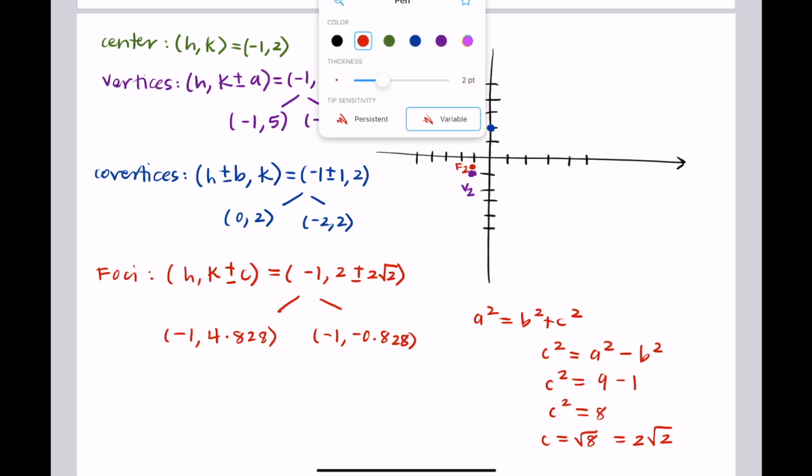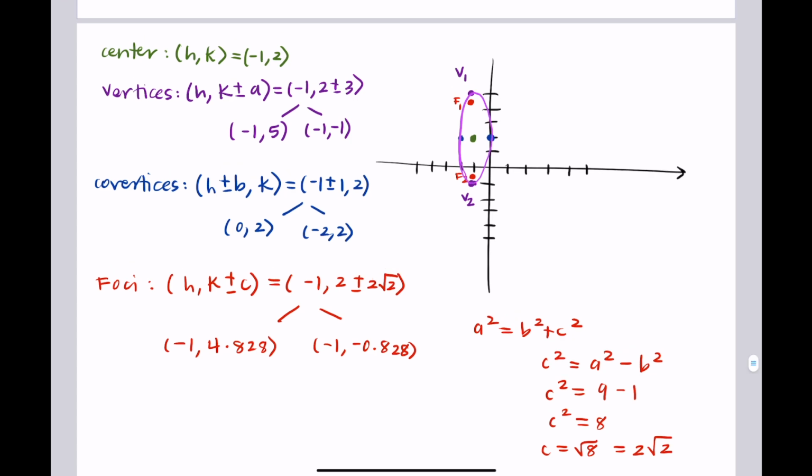So now we can graph our ellipse. We have found the center, vertices, co-vertices, and the foci for this particular ellipse.